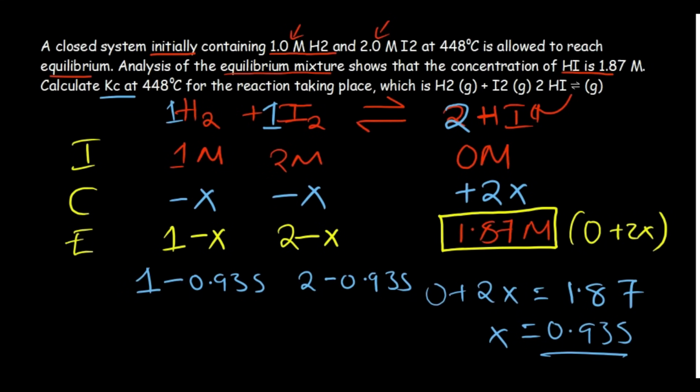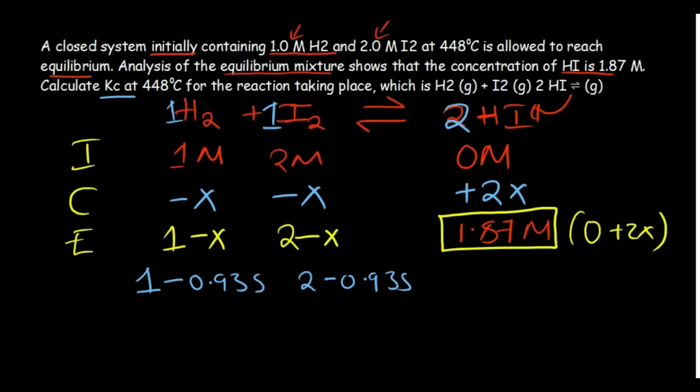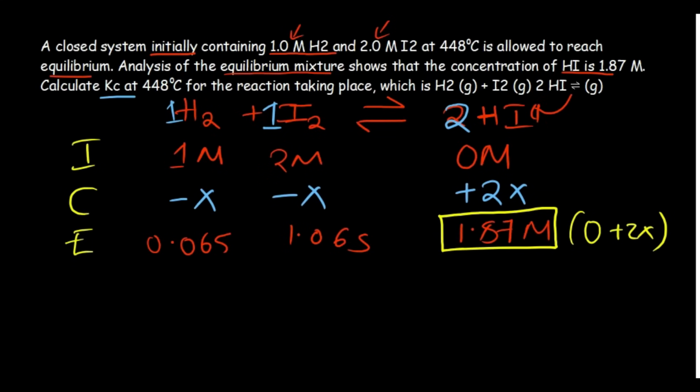So with that value of x, let's try to determine the values of the equilibrium concentrations. So 1 minus 0.935, so I can just substitute explicitly the value there. The value obtained is 0.065, and then let's put a 2 as well. 2 minus the value of x for iodine is giving us 1.065. So there we are. We have the equilibrium concentrations of the reactants and the products.